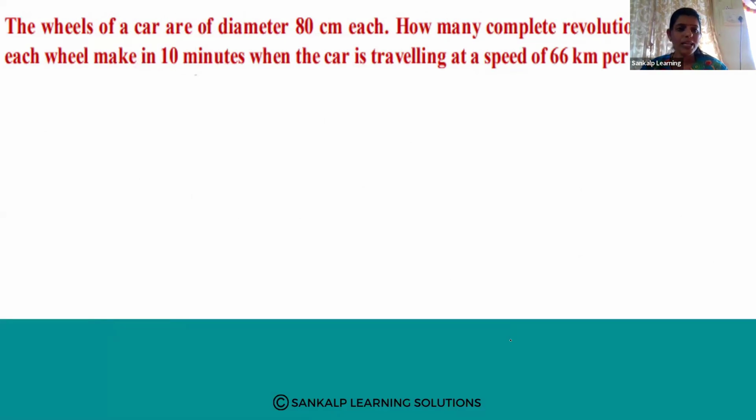See, the wheels of a car are of diameter 80 centimeter each. See, this is an important question and this question can be asked for 4 marks. The wheels of a car are of diameter, the diameter they have given, that is 80 centimeter. How many complete revolutions does each wheel make in 10 minutes?